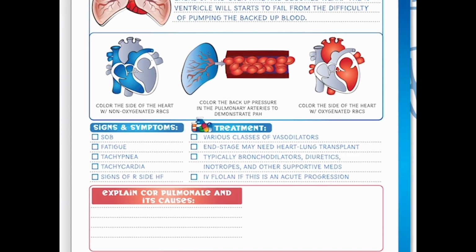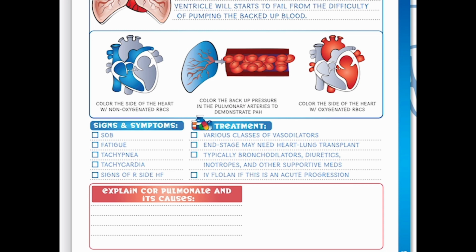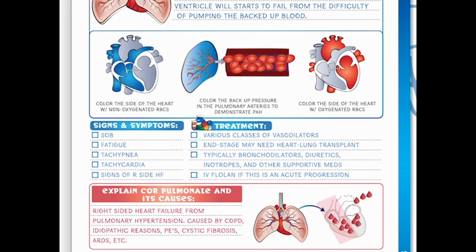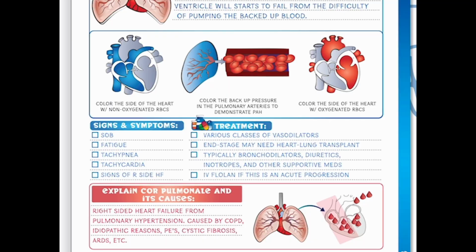And if this pulmonary arterial hypertension goes on for so long, this can develop into cor pulmonale. Even though we've talked about this in a bunch of our lessons before, this is when we have right-sided heart failure from pulmonary hypertension. But really, this is when we develop this right-sided heart failure secondary to another condition. So cor pulmonale can also be caused by COPD, idiopathic reasons, meaning we're not always sure, pulmonary embolisms, cystic fibrosis, and ARDS.